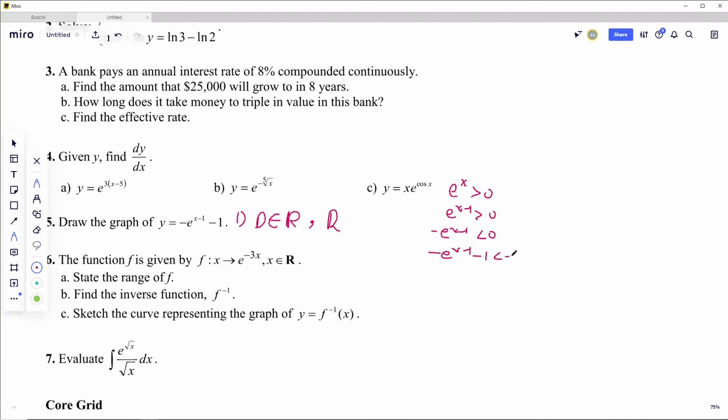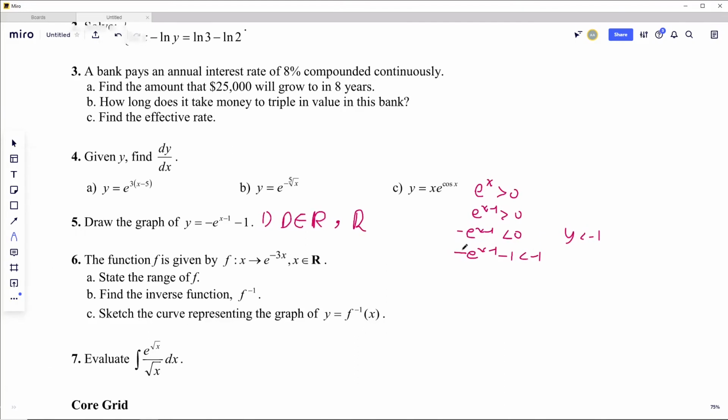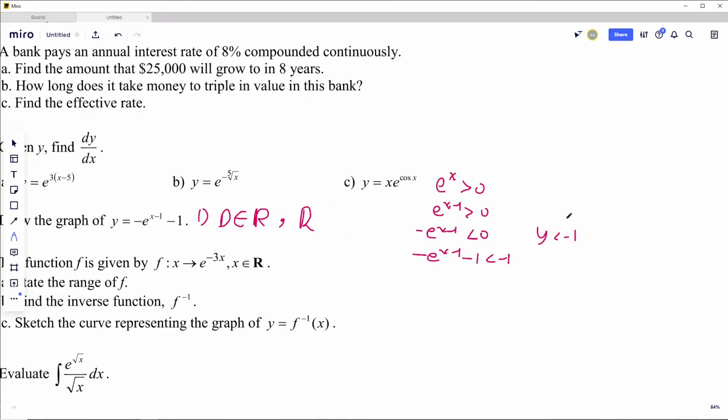Minus 1 down, minus 1. So no, the function is nothing but less than 1. Let me double check something. Okay, I just wanted to check if my mic is connected properly. So why is y less than minus 1?